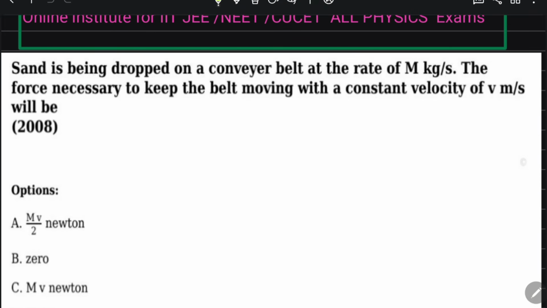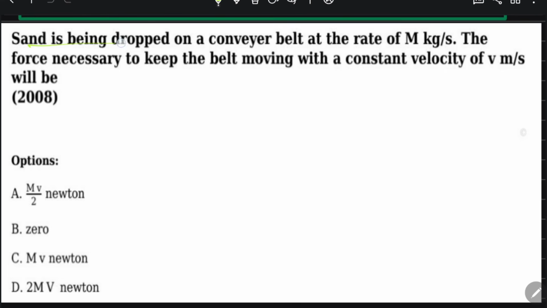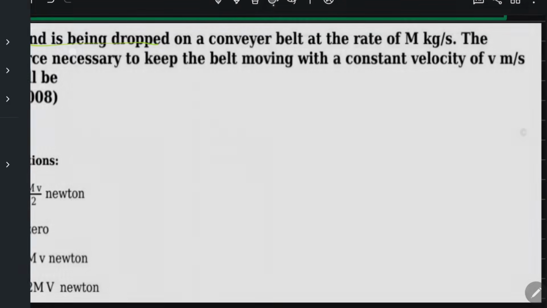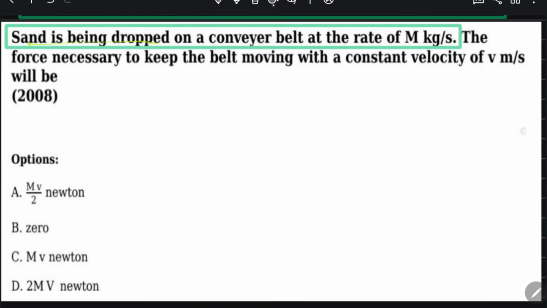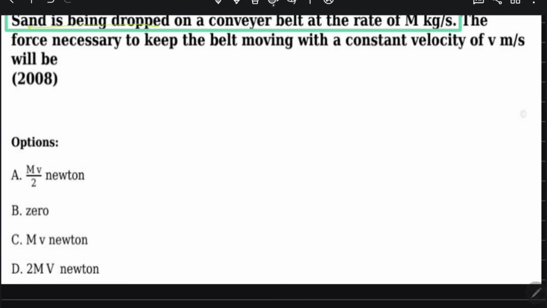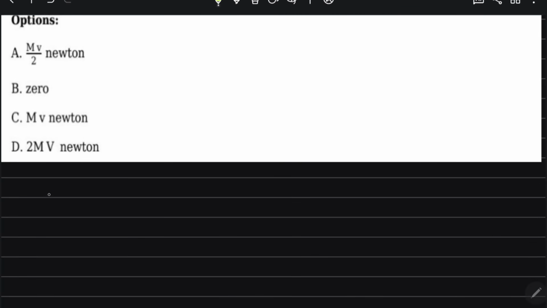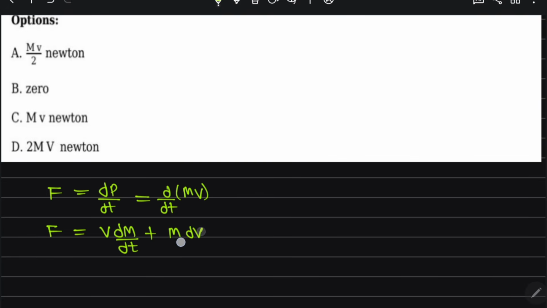So this question we also do. This is our last question. Sand is being dropped on a conveyor belt at the rate of m kg per second. The force necessary to keep the belt moving with a constant velocity, means how much force we require. Force is dp by dt, that is force is equal to d by dt of m into v. So force is v dm by dt plus m dv by dt.